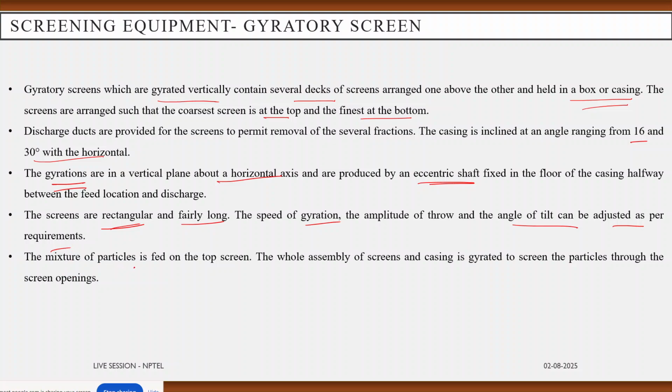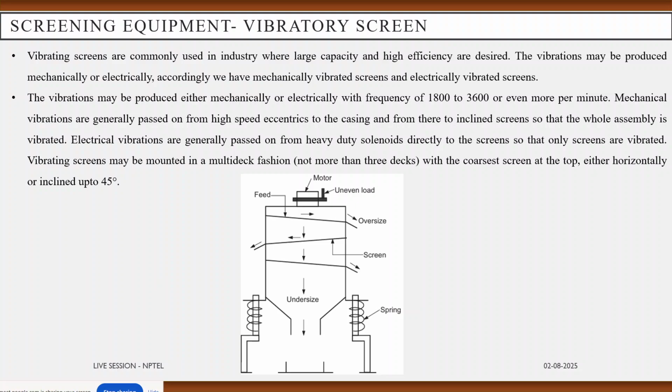The mixture of the particles is fed onto the top of the screen, and the whole assembly of the screen and the casing will be gyrated over a time to make the particles pass through the screen opening and separate into different size fractions. The last one is the vibratory screen.